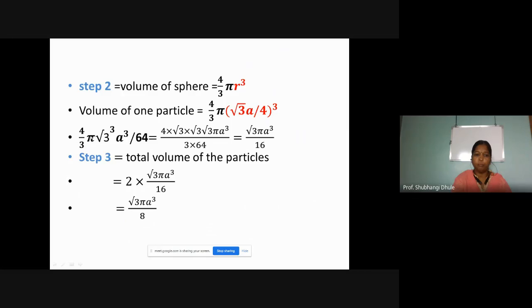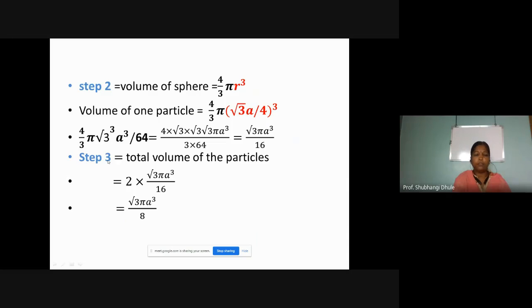Here just put the value. So 4 upon 3 pi root 3 cube, a cube divided by the cube of 4, which is 64. By reducing this, we get 4 into root 3 into root 3 into root 3 pi, then a cube divided by 3 into 64, and we get root 3 pi a cube upon 16. We get the answer as root 3 pi a cube upon 16.